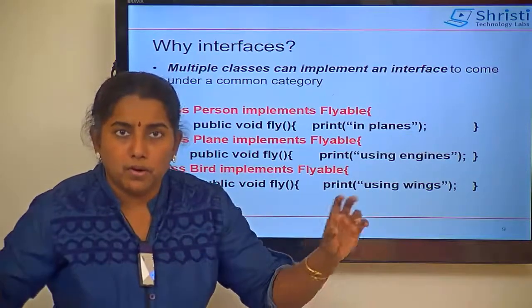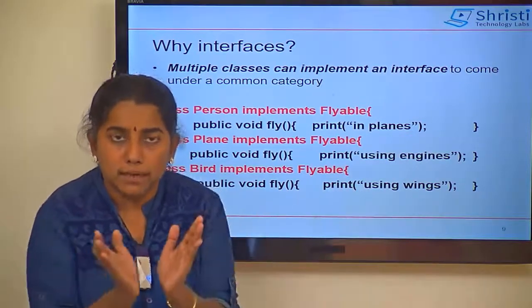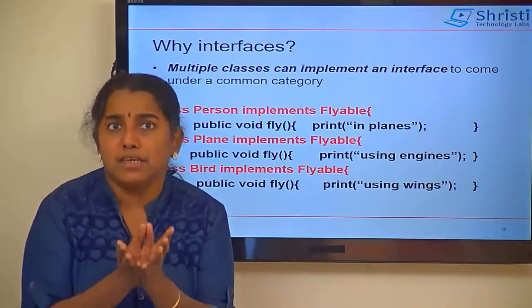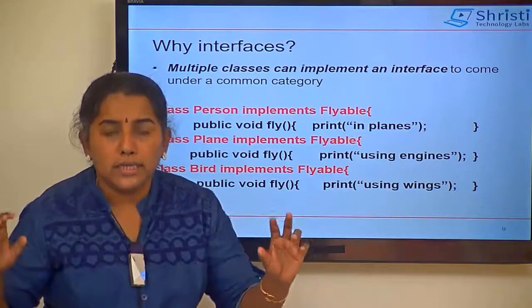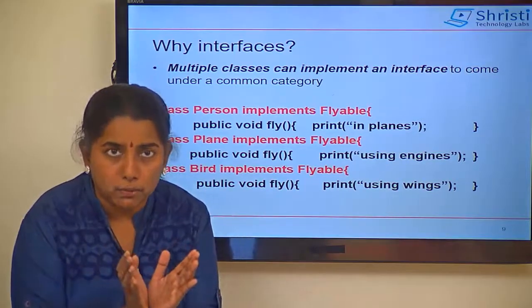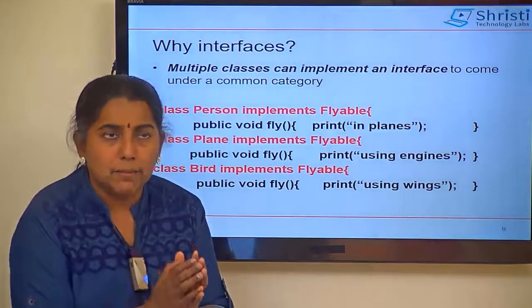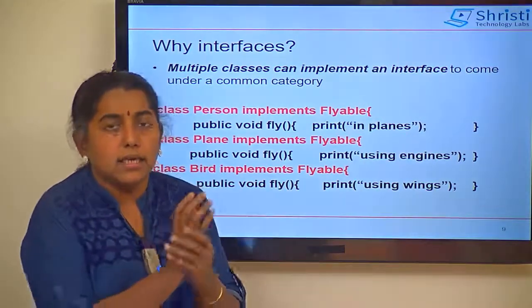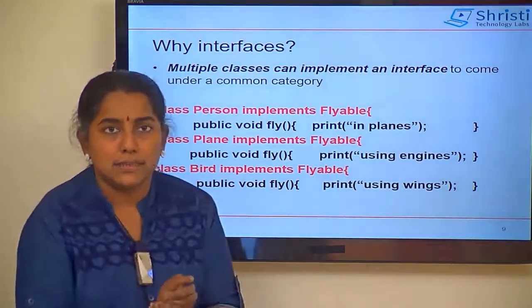Multiple people who don't know each other are grouped under a common company work group. People who don't know each other are grouped under a common group, that is college. Same way, multiple classes are grouped under a common category. That is why we need interfaces.